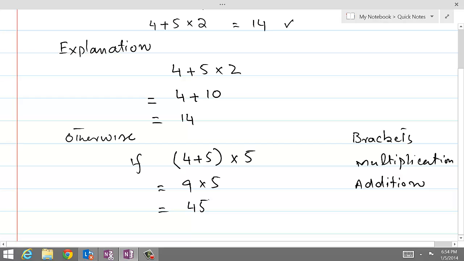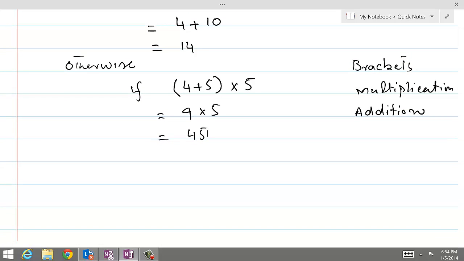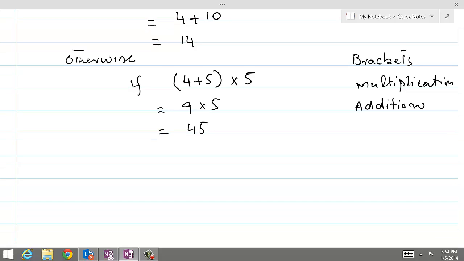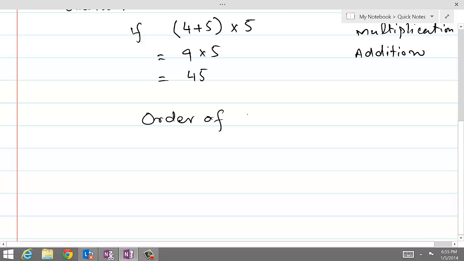So you can see that if we mess up this order of operations, the result could be entirely different, and we may end up with an entirely different answer. In fact, the sequence of operations can be remembered by one word. I use the word BEDMAS for the order of operations.